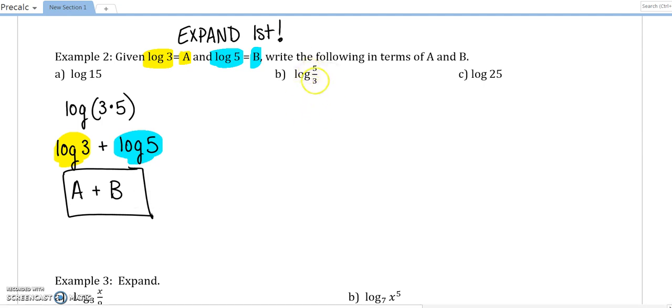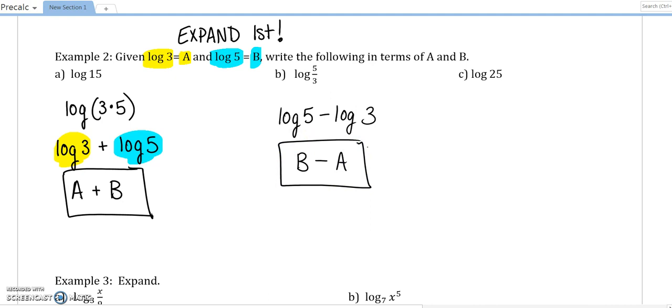Alright, same thing in letter B. Log of 5 divided by 3. This one at least we don't have to rewrite. It's already in terms of 5 and 3. So I just have to expand it out. Division turns into subtraction. So this is log of 5 minus log of 3. And again, now they're written as log 3, log 5, so I should be able to replace them. So log 5, that's b, minus log 3, that's a. And there's my answer.